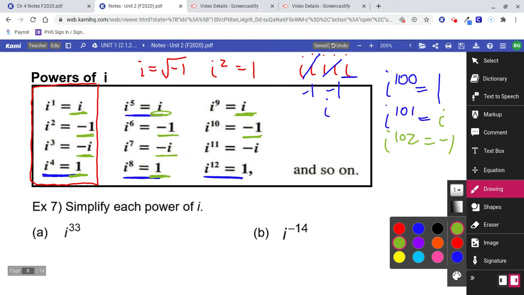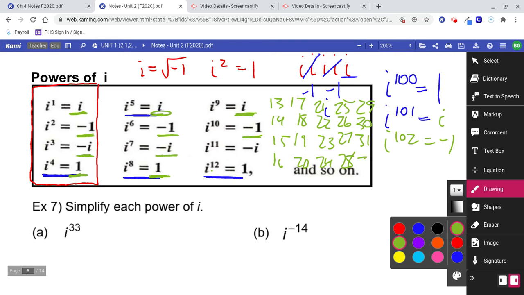So if I'm looking at example 7, i to the 33rd power, there are lots of different ways I could do this. One of them is just to keep counting. You've got 12, so 13, 14, 15, 16, 17, 18, 19, 20, 21, 22, 23, 24, 25, 26, 27, 28, 29, 30, 31, 32, 33 is going to be on that top row, so i to the 33rd is going to equal i. That's not a very efficient way of doing that problem.